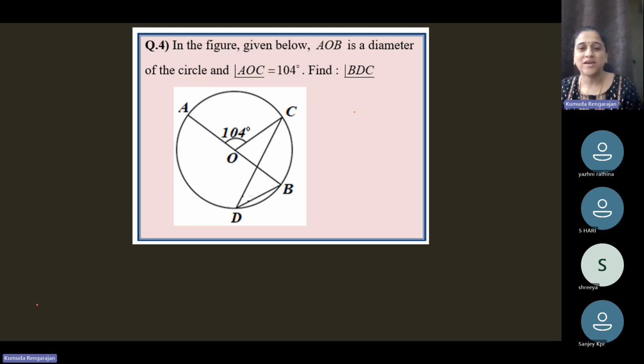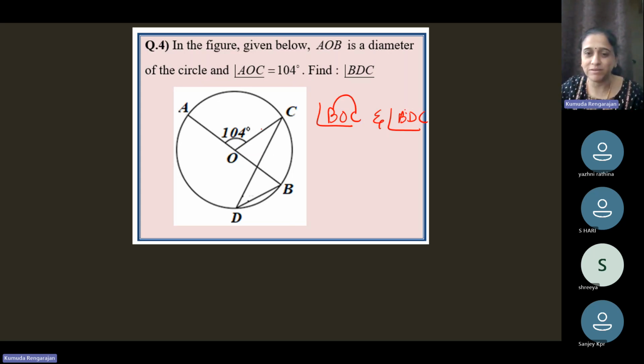Okay, so angles BOC and BDC are related. They're like siblings. They're made by the same arc. BOC, BDC: this is the elder one, this is the younger one, because they're made by the same arc BC. BOC is the greater angle. So that's the elder sibling, this is the younger sibling.